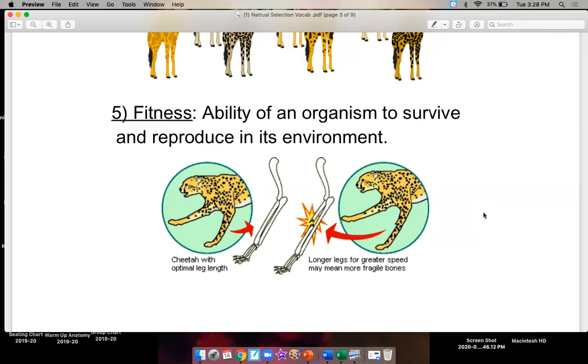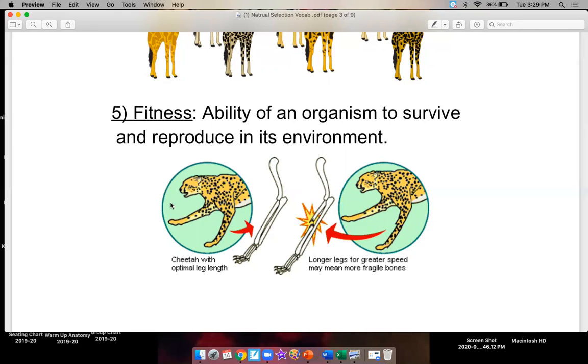So you would think that having the longest legs is better. But there's also a weird thing in physics. The longer the leg gets, the easier it is to break. So it's not necessarily about having the longest leg. It's who has the longest legs that won't break. That is a fit trait. Who can move the fastest is a fit trait. Who has sharper claws that dig into the ground, that's a fit trait.